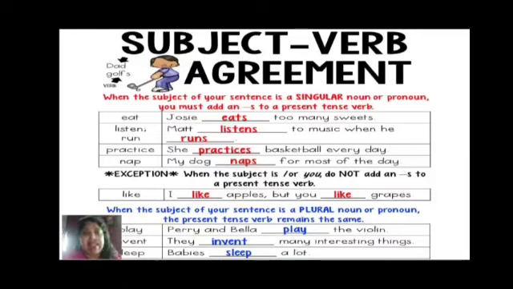Now let's take an exception. When the subject is I or you, do not add an S to a present tense verb. For example, I like apples but you like grapes.